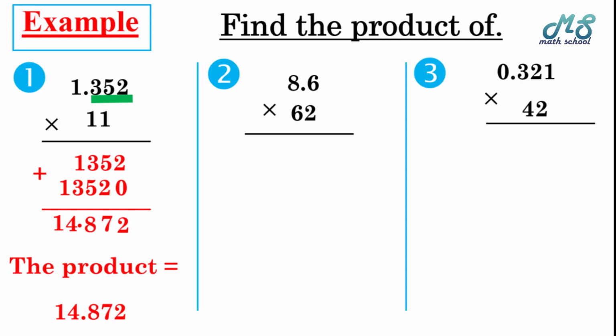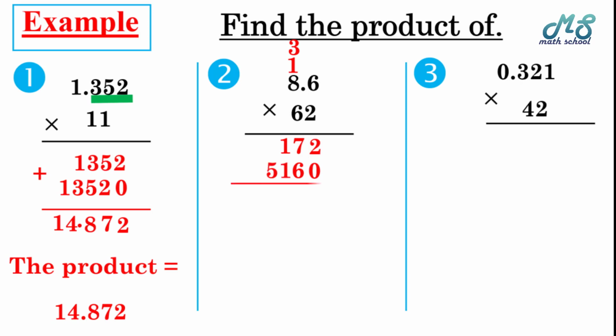Number 2, 8.2 times 62. Ignore the decimal point. First, guys, we will multiply 2 times 86. 2 times 6 equals 12. Write 2 and keep 1. 2 times 8 equals 16 plus 1 equals 17. Don't forget, guys, to insert 0 in the ones place. Now, guys, write 6 times 6 equals 36. Write 6 and keep 3 up. 6 times 8 equals 48. Now 48 plus 3 equals 51.